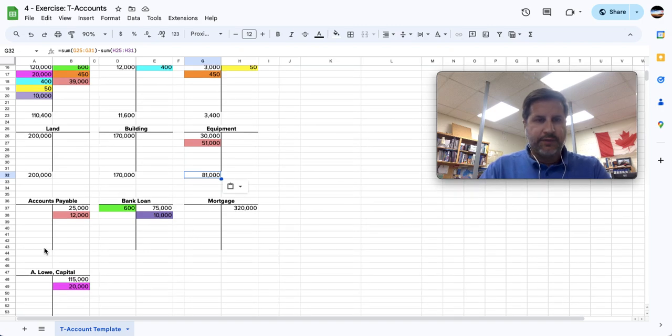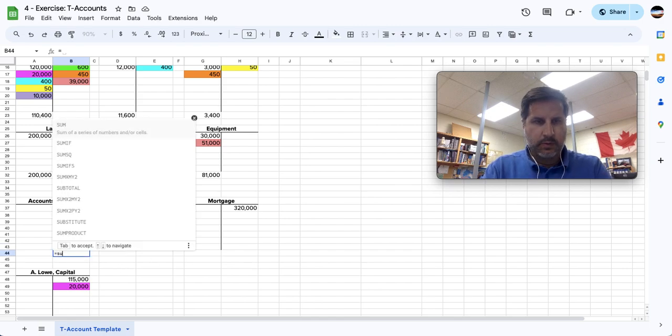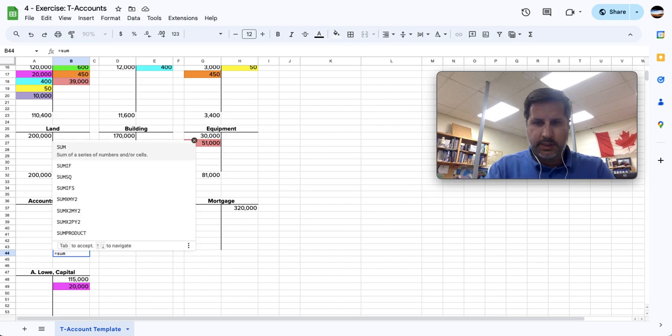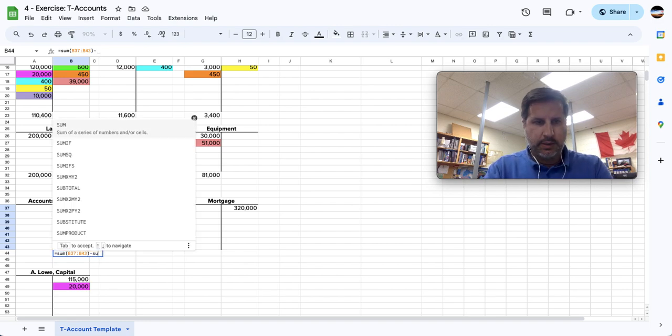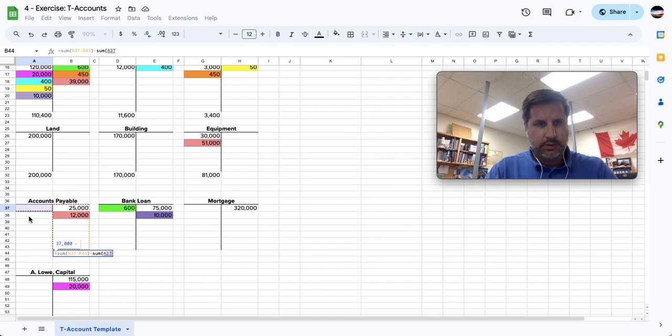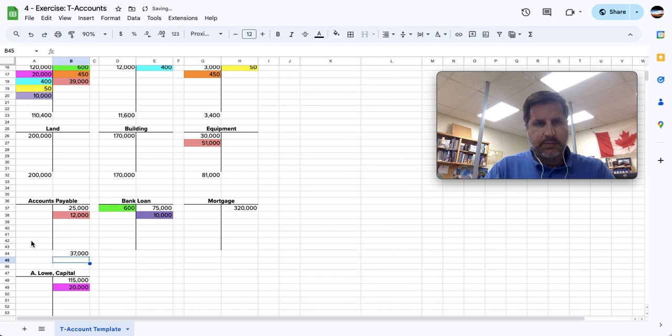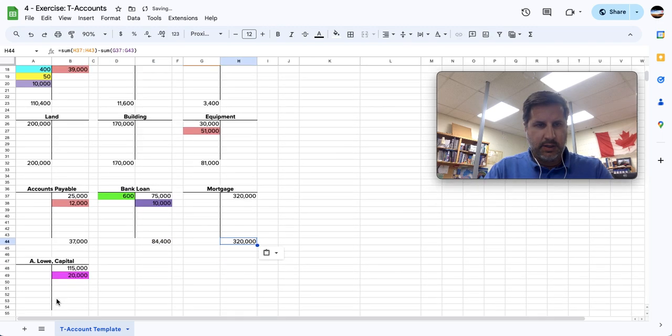Excellent. Now, for this one, my formula is going to be a little bit different. So I'm going to add up this side. And then I'm going to subtract the sum of this side. And it makes sense because there was nothing going on there, that it's 37. This one we should see 85,000 minus 600 is 84,400. There will be nothing here. And this one should be 135.